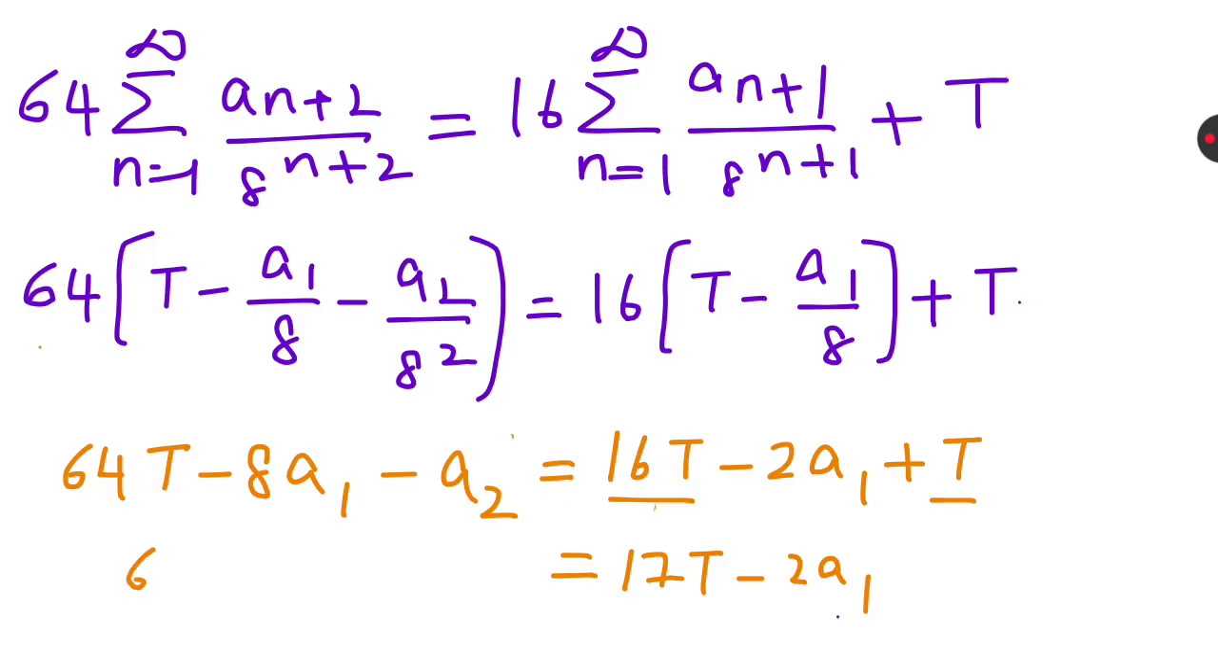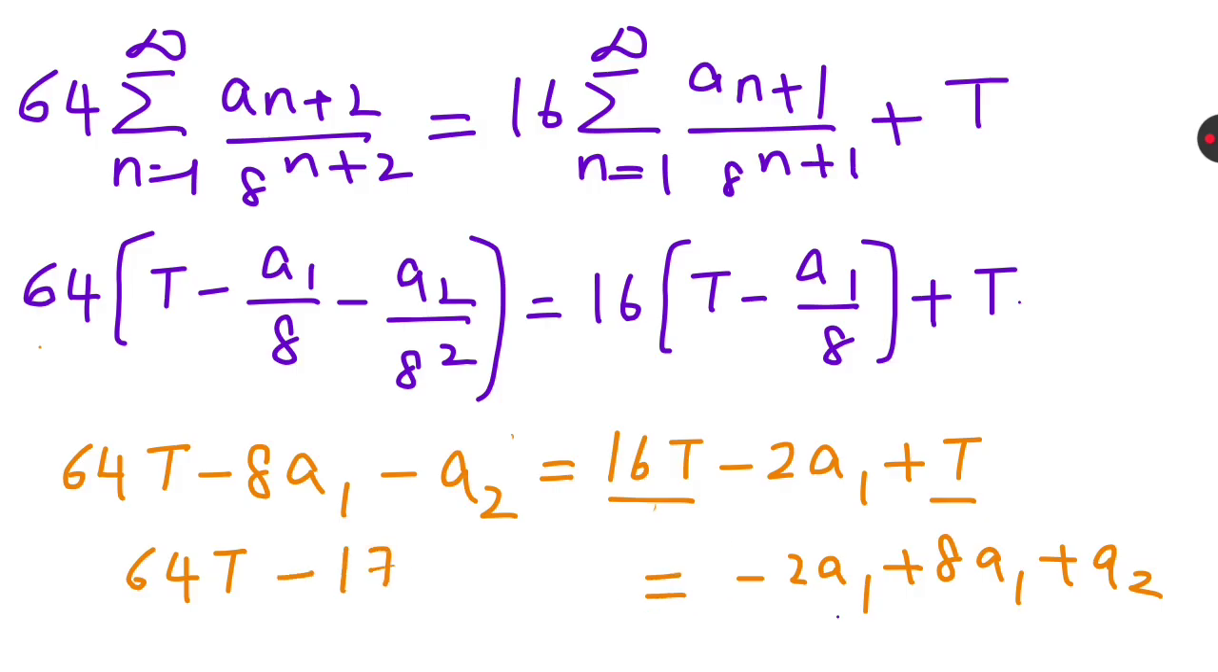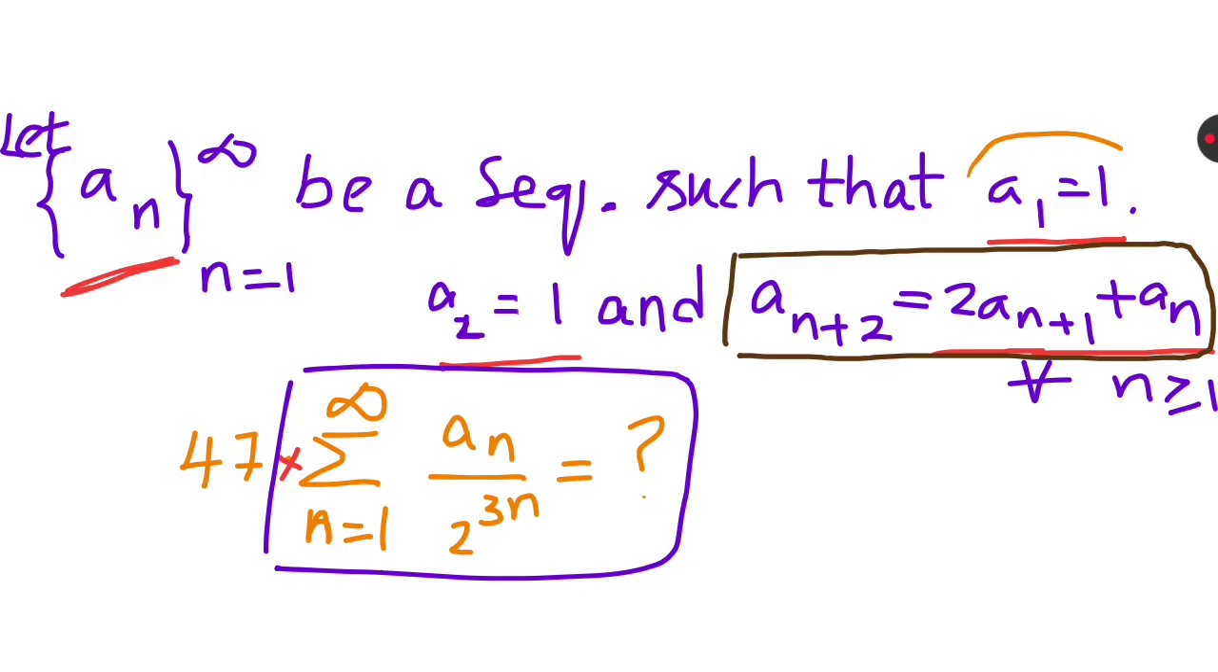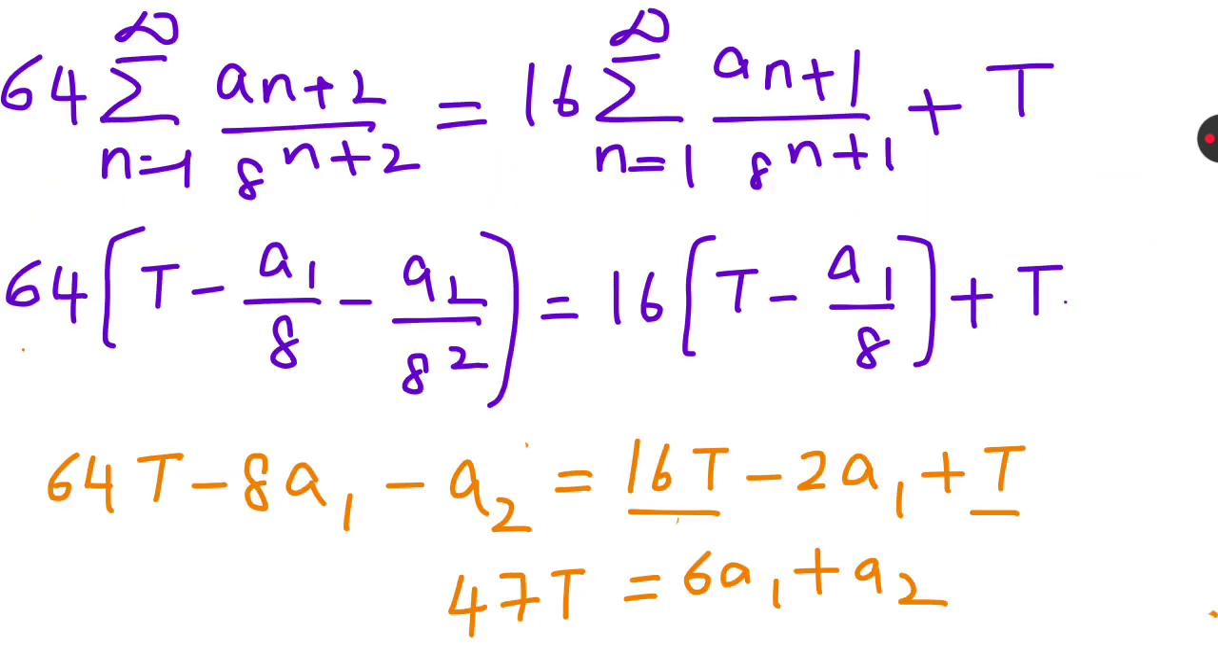In the left hand side we have 64T. This minus 8a1 minus a2, if we send to the right hand side, becomes plus 8a1 plus a2. And this T you have to send to the left hand side, then it becomes minus 17T. 64T minus 17T, which gives 47T. So that is equal to minus 2a1 plus 8a1, which gives plus 6a1. So they defined a1, a2 as well. So a1 is nothing but 1, a2 also 1. So let's substitute. So a1 the value is 1, a2 the value also 1. 6 times 1 is 6 plus 1, which gives 7.